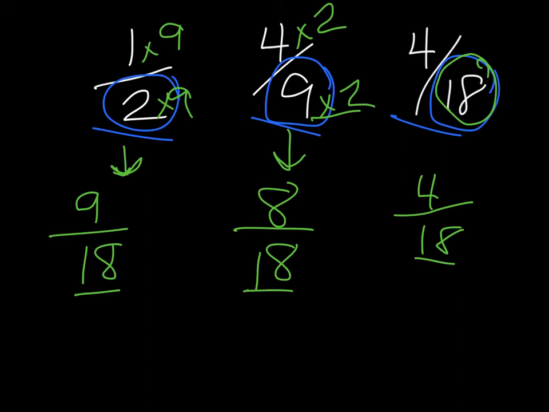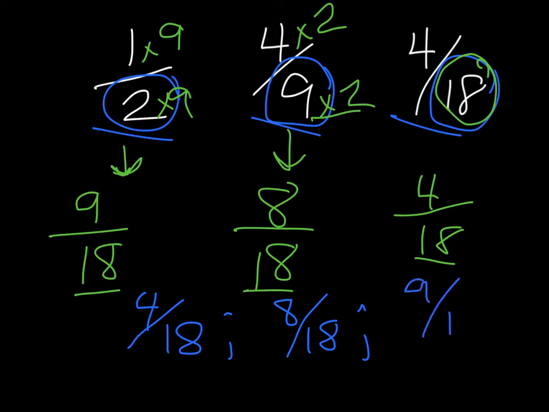So if I'm going to go from least to greatest, my smallest fraction is 4/18. And then what would be the next one? If you said 8/18, you are correct. And then the last fraction would be 9/18. All right, so that is how we order fractions. We need to change the denominator to where it is a common denominator.